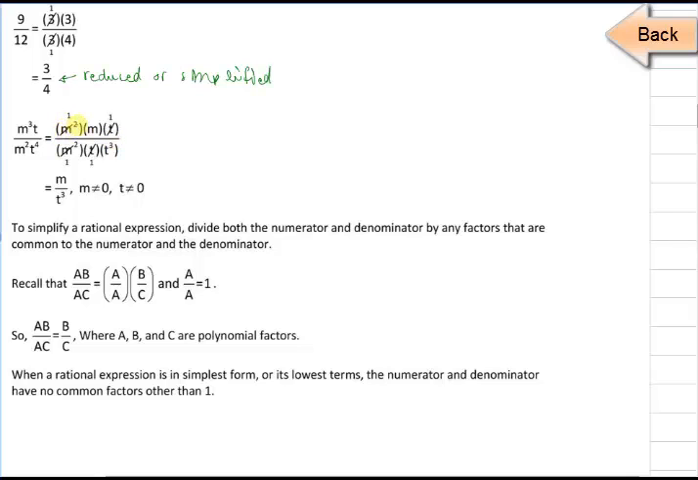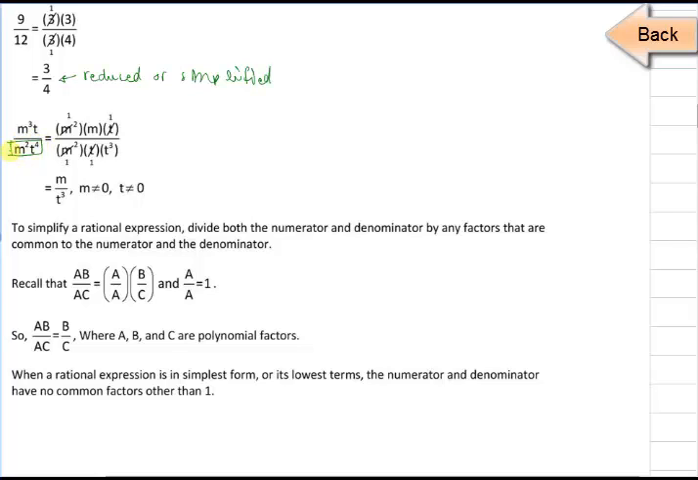I know that m squared goes into m squared once, and m squared goes into m squared once. I know that t goes into t once, and t goes into t once. And so in the numerator, I am left with 1 times m times 1, which is m. And in the denominator, I'm left with 1 times t cubed, which is t cubed. And remember, write in your non-permissible values: m cannot be 0, and t cannot be 0. And we get that from here.